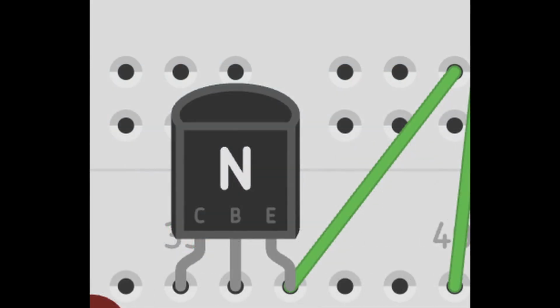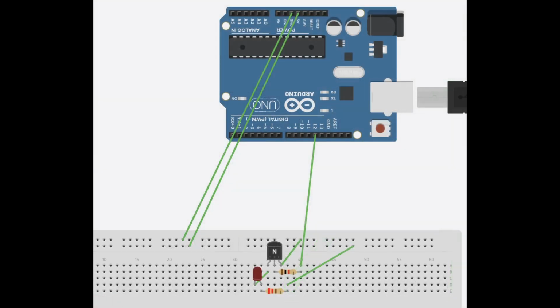Now we connect the emitter. We connect the emitter to the ground rail to complete the circuit. When the transistor turns on, current flows through the LED branch into the collector, through the transistor, and out of the emitter to the ground. That completes the circuit.